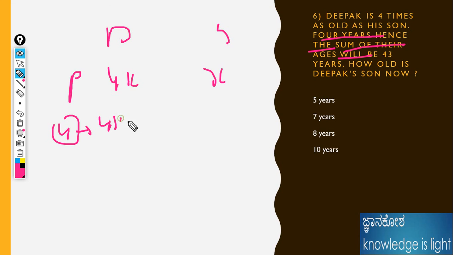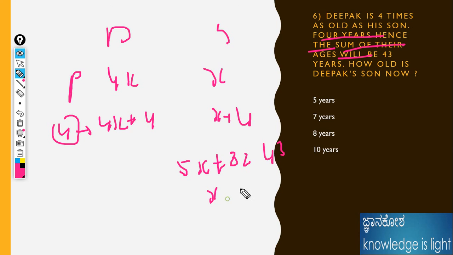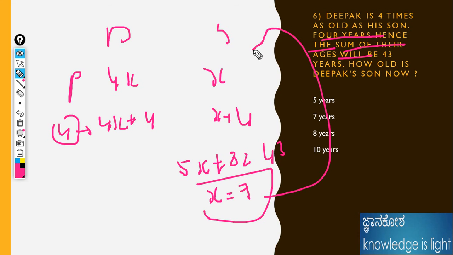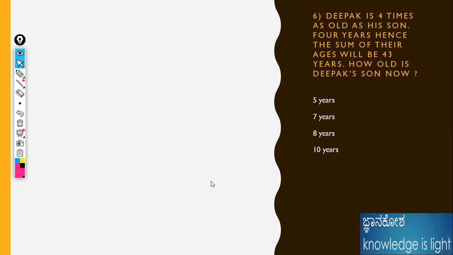The second question might be 4x plus 4, x plus 4. If we add all these, what would it be? 8x... 5x plus 8. If you add all this, the sum will be 43. Therefore, 5x plus 8 is equal to 43. Therefore, x is equal to 7. Why? Because 43 minus 8 is 35, and 35 divided by 5 is 7. Therefore, how old is Deepak's son? 7. Father's age is 28. Same repeated question.